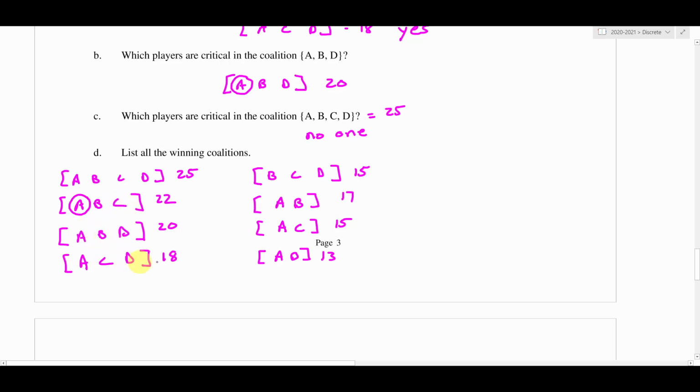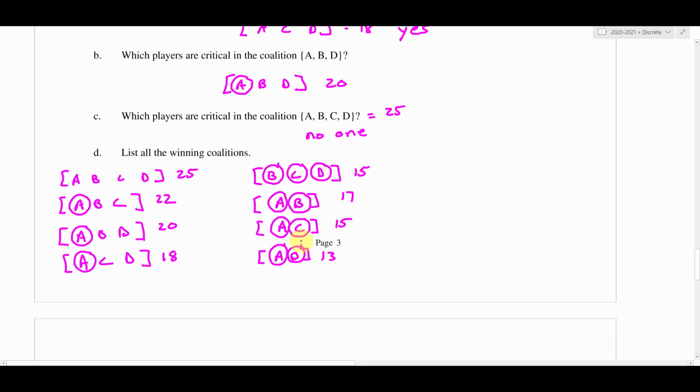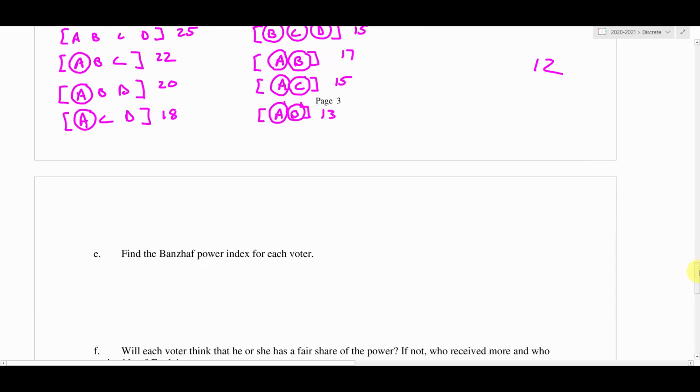All right, now we're going to go through each one and do the same thing, so I'll pause the video again. I will circle which ones are critical, and you can compare your results to mine. All right, there we go. So just taking a look at what we have here, now that I've got all of the critical players circled, I want to count up how many times there were any critical players. So I'm going to go 1, 2, 3, 4, 5, 6, 7, 8, 9, 10, 11, 12. I'm just going to put that number over here because I'm going to be using that in my power index.